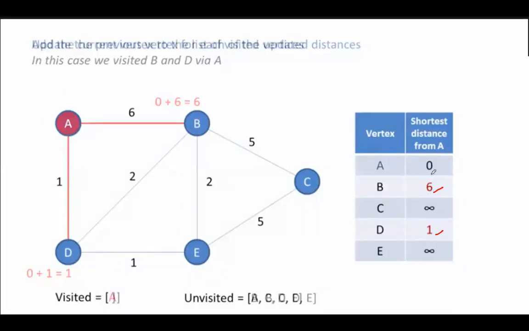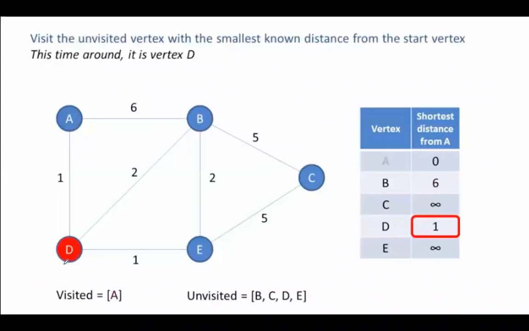Next, again in the table, you check which one has the minimum distance in this entire list of values. A is visited, so this is over. Among these values, D has the least weight, the minimum weight, so we will be moving to D. Is it clear? We are in D now. When you are in D, you find the distance to its neighbors. D's neighbors are B and E.